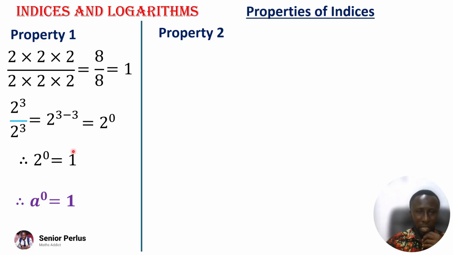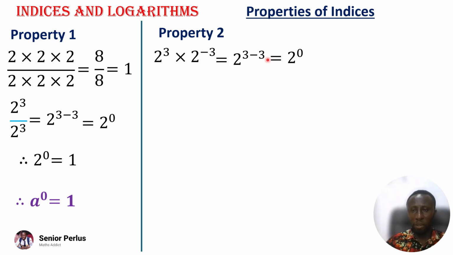Property 2. With property 2, we have this. And with this, I can use the quotient, I can use the product. Since it's multiplication, let's use the product. The bases are the same, so we just maintain the base, then we add the powers. But remember, it's 3 plus minus 3. So the power is 3 minus 3 because here it's negative. So we have this 2 to the power 0, that's it.